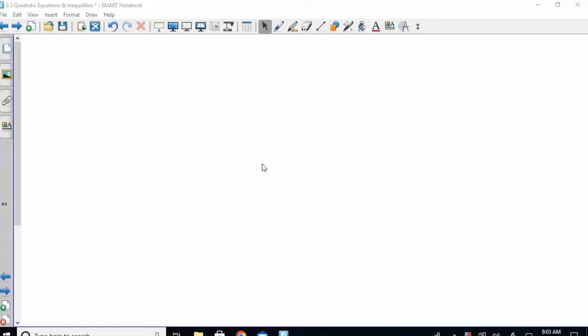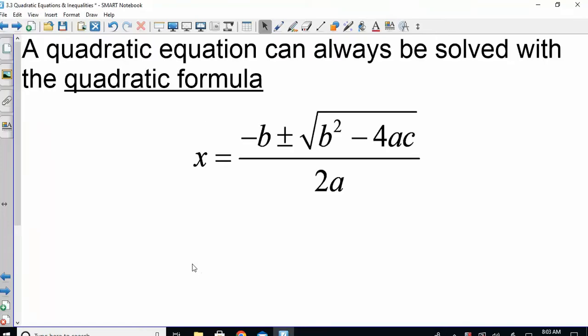Quadratic formula. So this is the final way to solve the equations. I expect you to know this. Quadratic formula is something that comes up often enough. It's not painted on my wall. I'm not going to write it on the board. This is one that you should know.